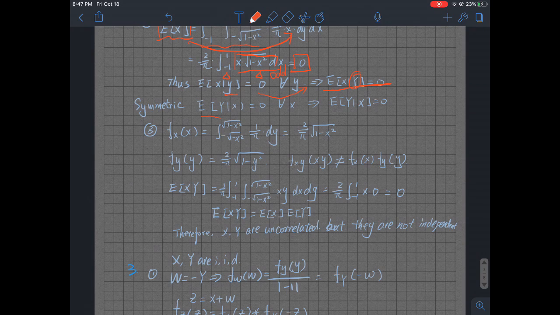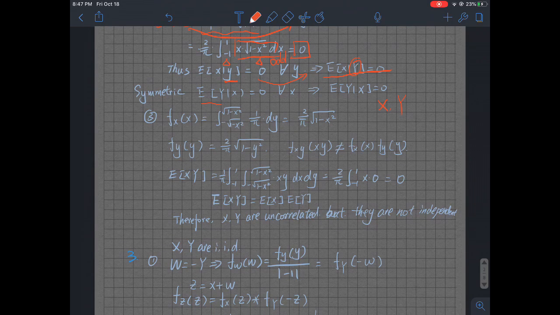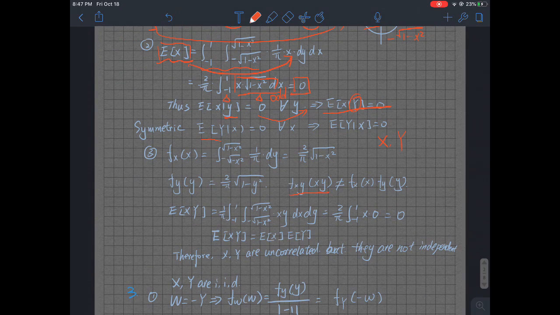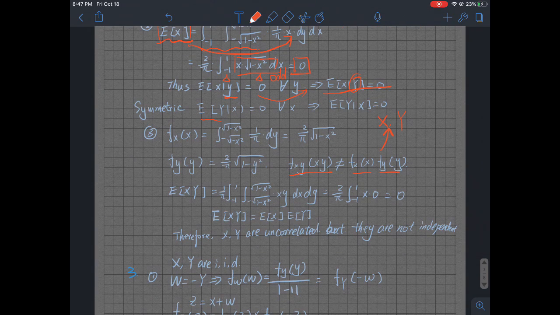And the next question is to identify whether x and y are correlated or not. In this case, we use the same trick as above. We need to determine whether f(x,y) is equal to f(x) multiplied by f(y) or not. So that's our goal, to identify whether it's correlated or not. Then we need to calculate f(x) first, because we know f(x,y) from the previous problem.